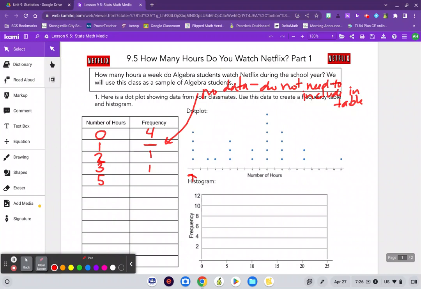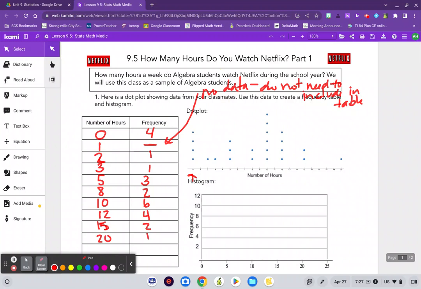And so for 5 hours, there were 3 students who watched 5 hours of Netflix. There's no data for 6 hours or 7 hours, so I'm going to skip to 8. There are 2 students who watched 8 hours. There's no data for 9 hours, so I'm going to skip to 10. There's 1, 2, 3, 4, 5, 6 students who watched 10 hours of Netflix. Skipping 11. There were 12 hours, 4 students who watched 12 hours. Skipping 13, 14. 15 hours of Netflix, there were 2 students, and 20 hours of Netflix, there was 1 student.